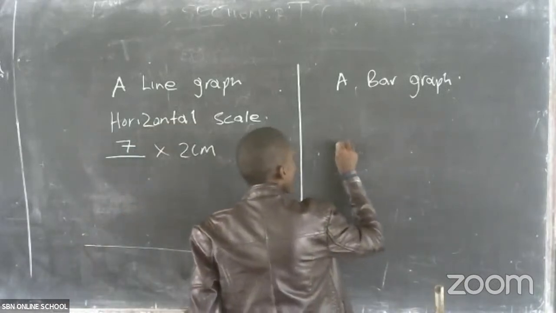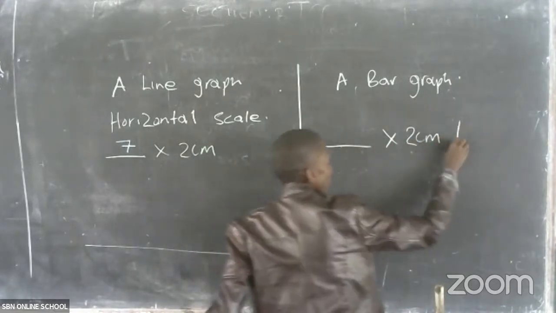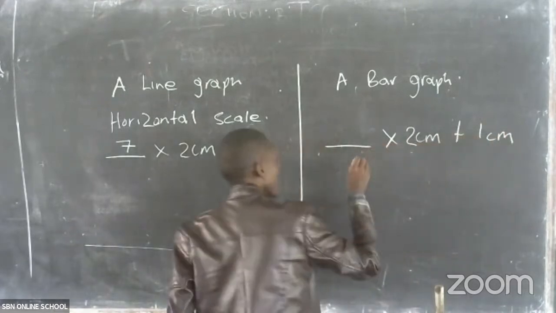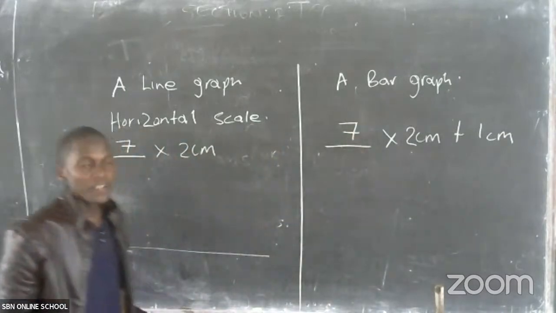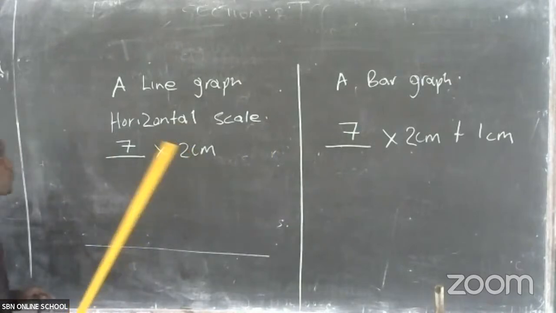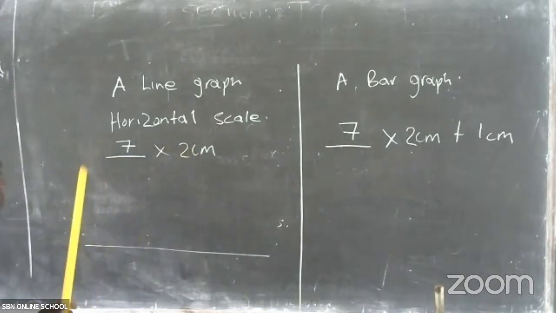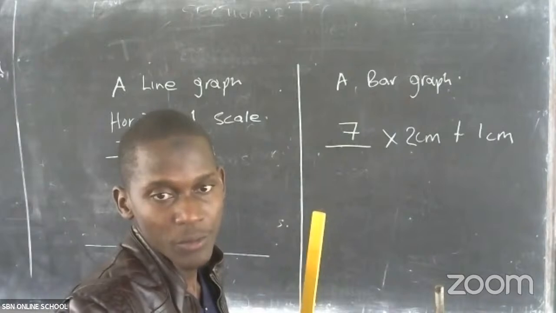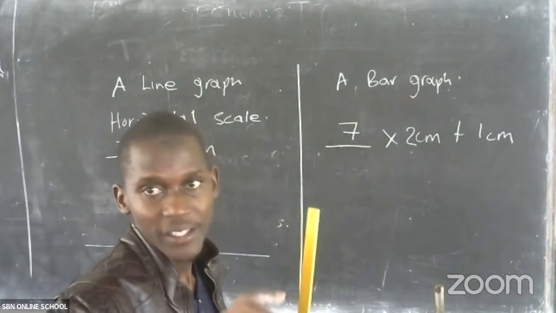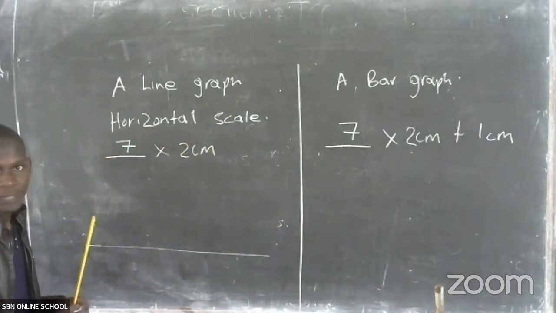Now the formula here is number of items times 2 centimeters plus 1 centimeter. And our items are 7. This formula is standard. I'm going to explain why we are doing that. Anyone who can help us interpret this information? Anyone who can help us explain it in a simple way? When I give you such a thing, what do I mean? Anyone raise up a hand?